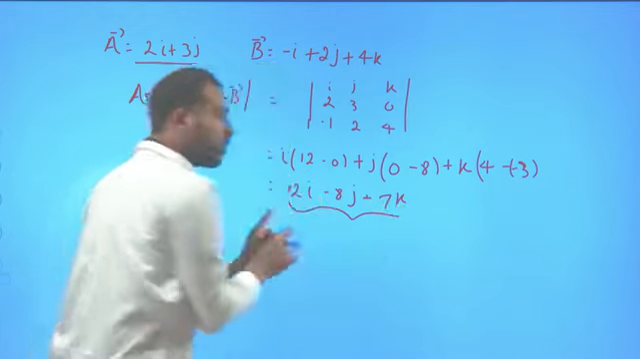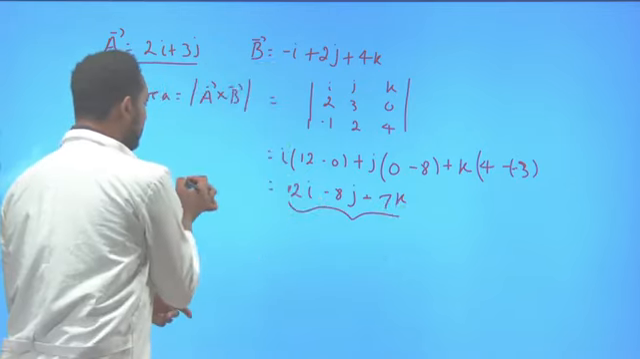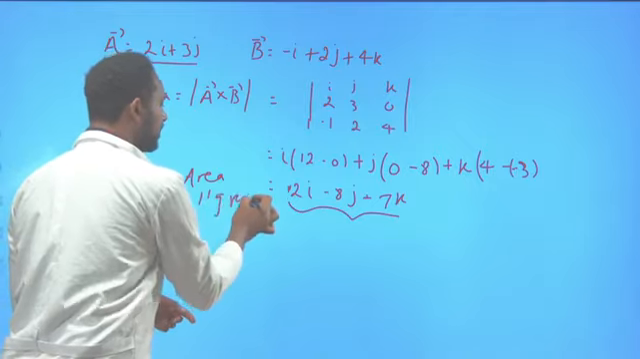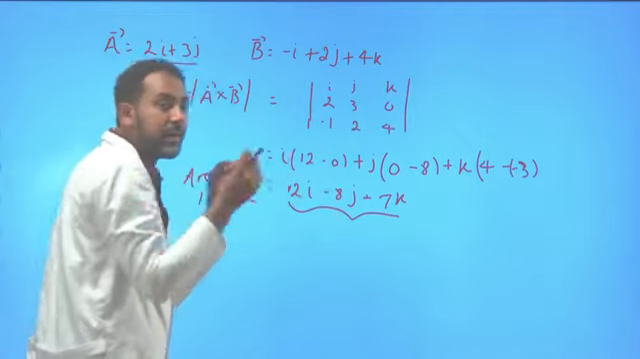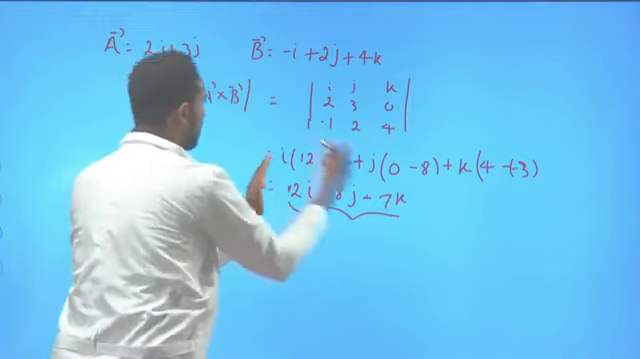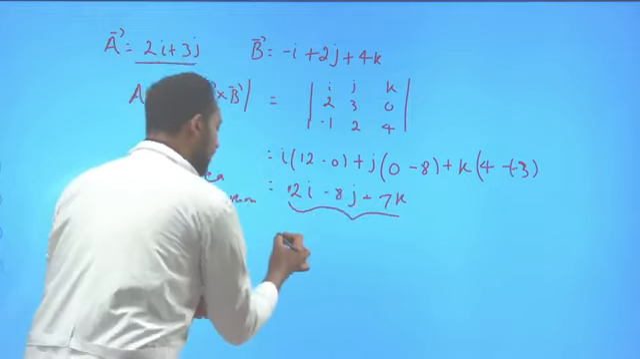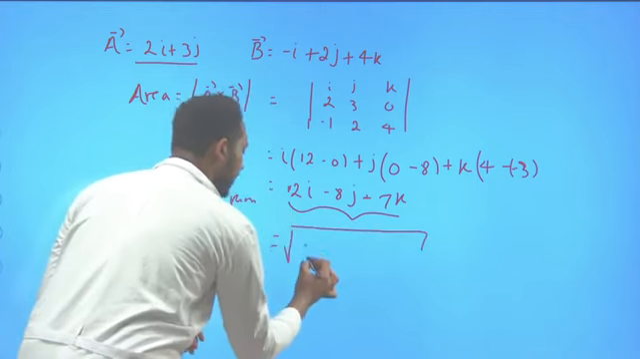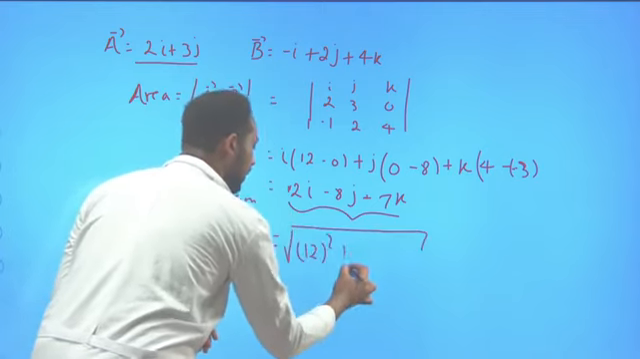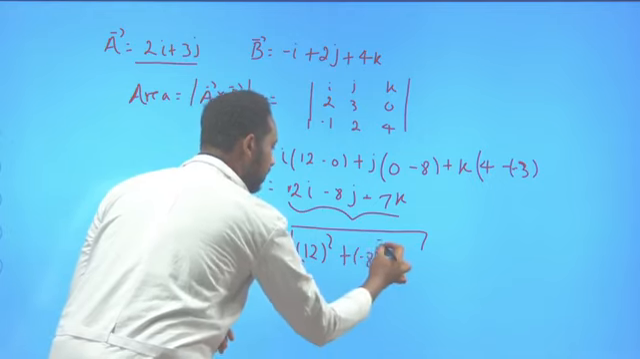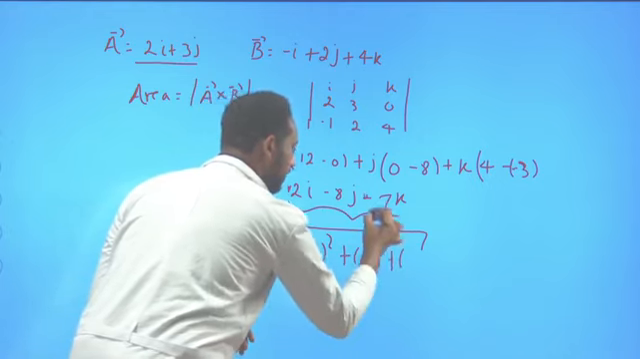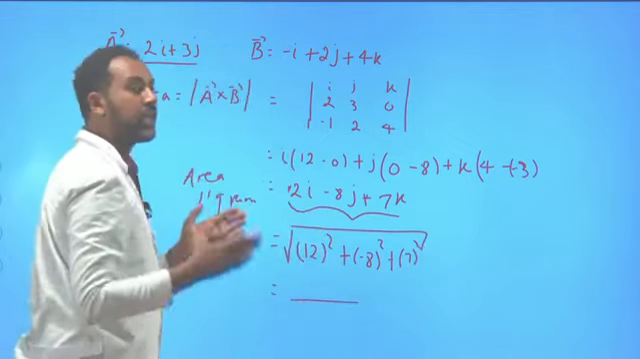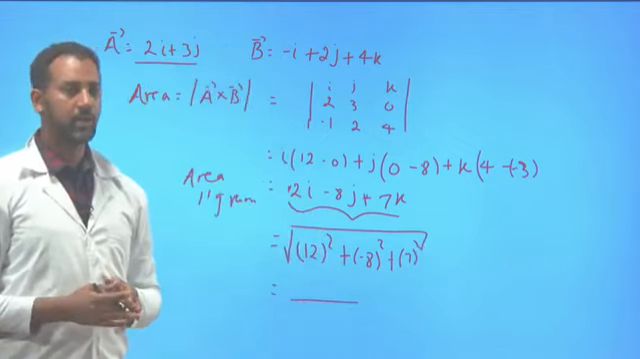This is a vector. This is not the area, actually. We are trying to determine the area of a parallelogram, so you have to find the magnitude of this vector. That's what it says, the magnitude. And how do you determine the magnitude? Well, the magnitude can be determined as 12 the whole squared, plus negative 8 the whole squared, plus 7 the whole squared, all under a square root. This is how we determine the area of a parallelogram.